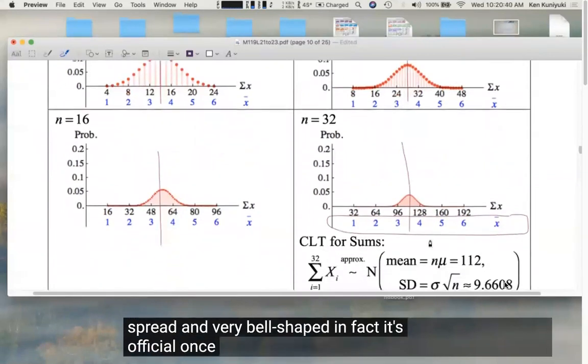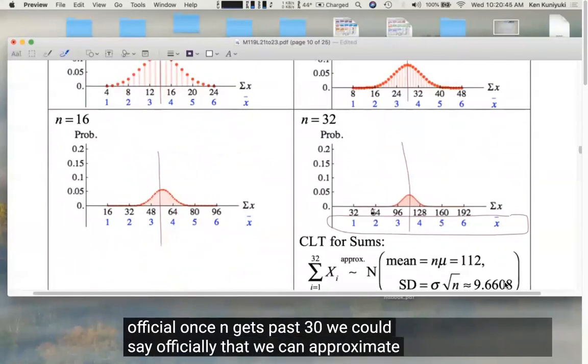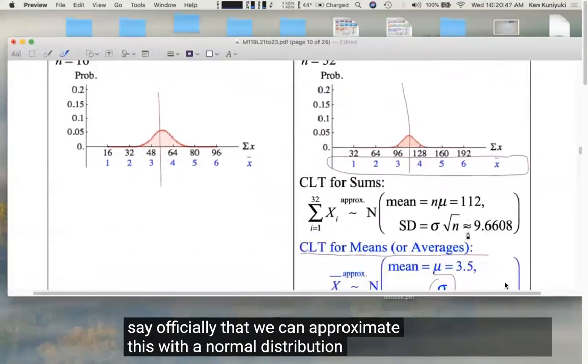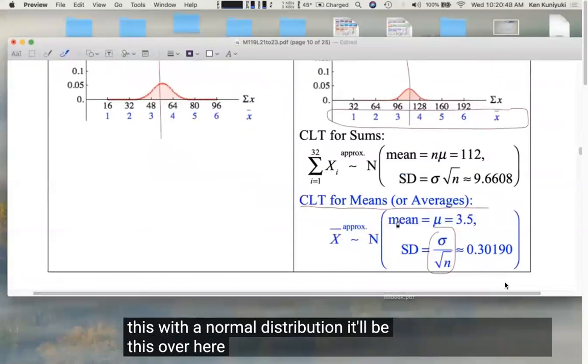In fact, it's official. Once n gets past 30, we can say officially that we can approximate this with a normal distribution. It'll be this over here. And we explained this distribution last time.